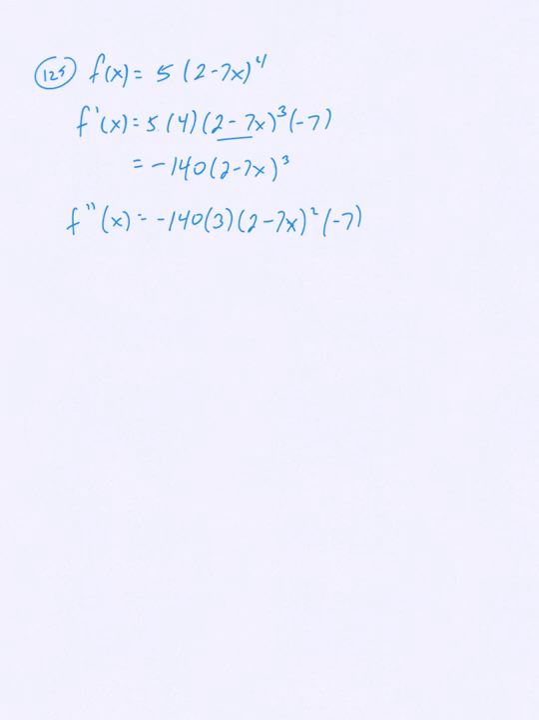Oh boy, okay. Let's see. So 3 times 7 is 21. And I'm going to cheat and use my calculator. So 140 times 21 is 2940, times 2 minus 7x squared. Okay. All right, so that was 125, and we get to do this again with 127.